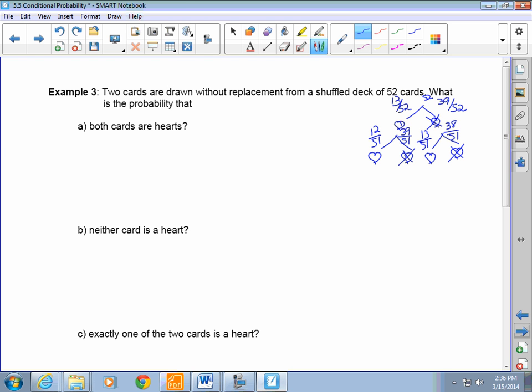Okay, so what is the probability that both cards are a heart? So this is saying, what's the probability of a heart the first time and a heart the second time? Well, because this is without replacement, then we know we have dependent events. So we're looking at the probability that the first one is a heart times the probability that the second one is a heart, given that the first one was a heart.